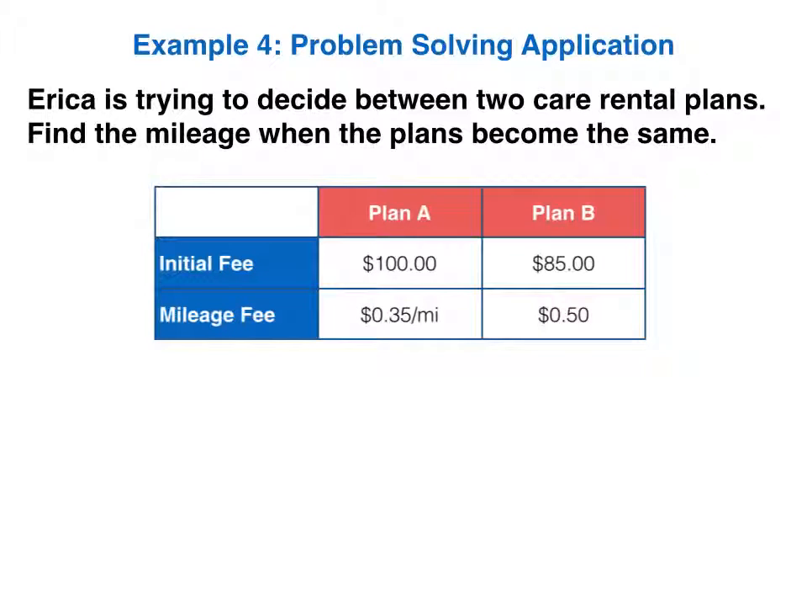Erica is trying to decide between two car rental plans. Find the mileage when the plans become the same. So plan A, we know that she pays an initial fee of $100. In plan B, she pays an initial fee of $85. In plan A, the mileage fee is a rate. It's 35 cents per mile. And in plan B, the mileage fee is 50 cents per mile.